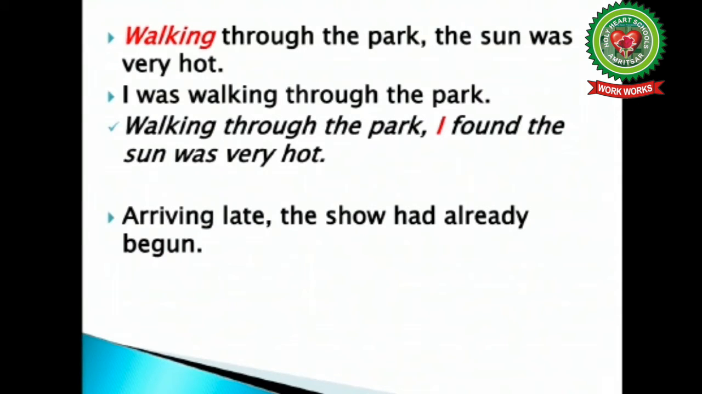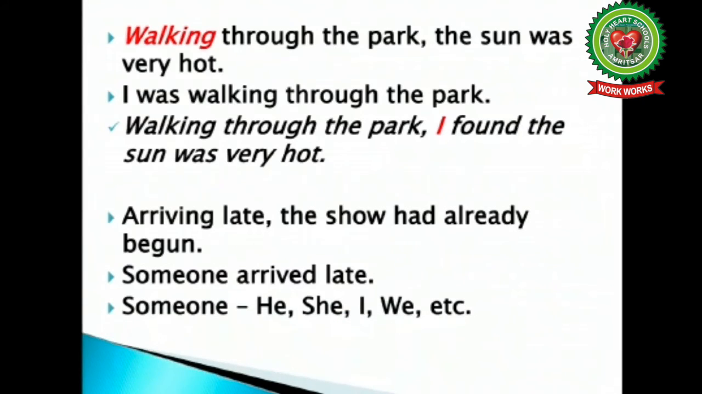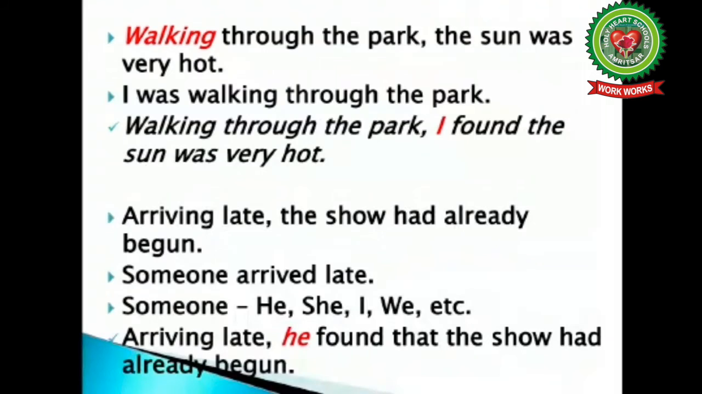Arriving late, the show had already begun. Now children, who arrived late? Did the show arrive late? No. Someone arrived late. We can use he, she, I, we, etc. instead of someone. So our answer should be: Arriving late, he found that the show had already begun.